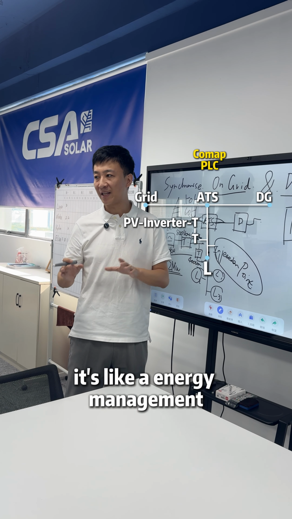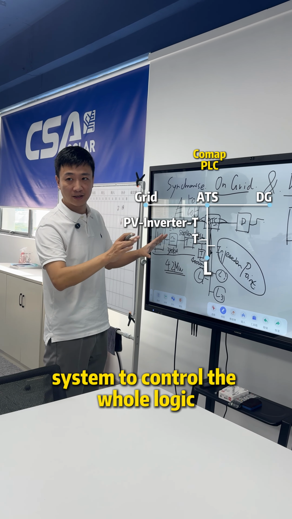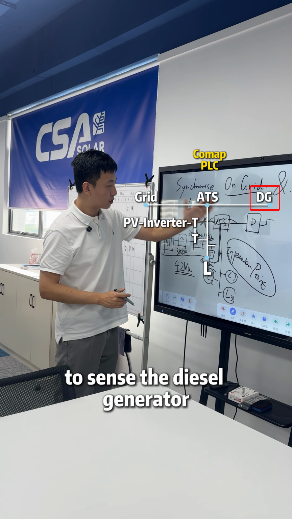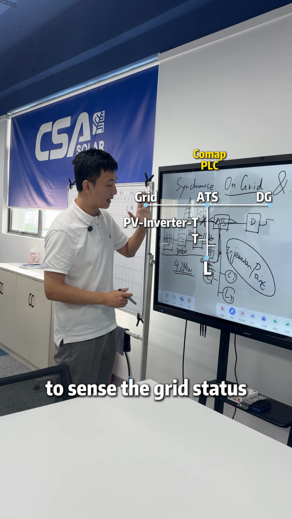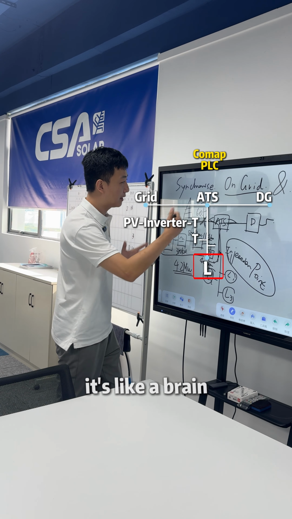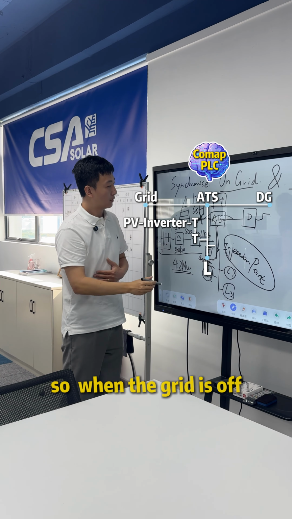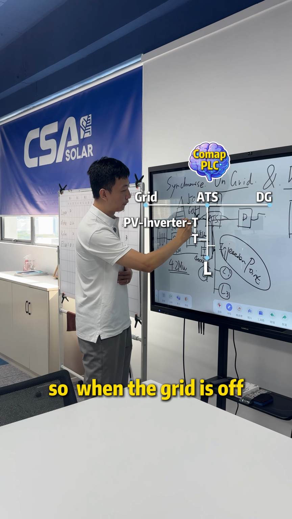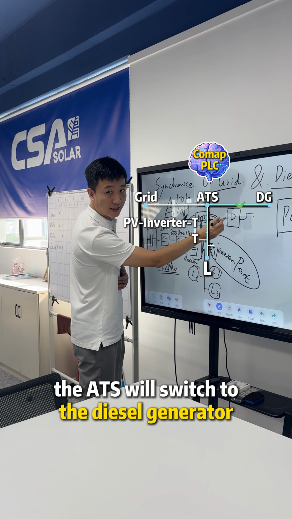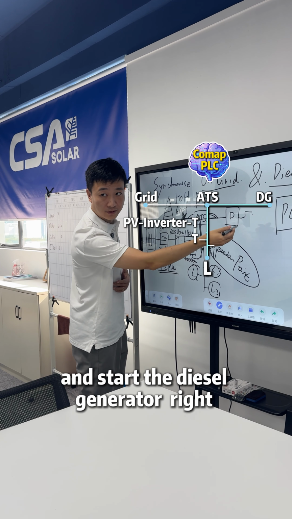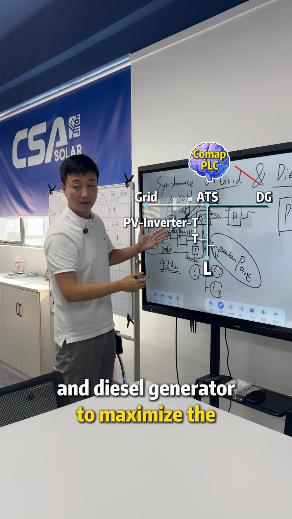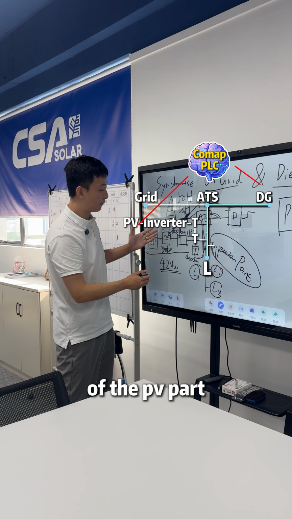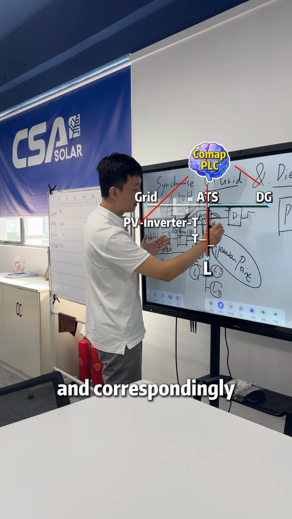It's like an energy management system to control the whole logic, to sense the diesel generator working status, to control the diesel generator, to sense the grid status, to sense the load status, okay? It's like a brain. There will be a COMAP. So when the grid is off, the ATS will switch to the diesel generator and start the diesel generator, right? Then the COMAP will connect to the inverter and the diesel generator to maximize the output of the inverter of the PV part and correspondingly check the load.